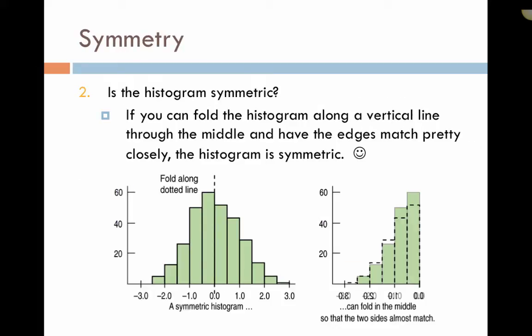Moving on to symmetry, a histogram can be symmetric if, when folded in half, it is the same on both sides. It does not have to be exactly the same. We're looking for it to be approximately symmetric, and that will work for us. So with this histogram here, you can see that if you fold it in half, there are some differences. Those differences are okay because we're only looking for it to be approximately symmetric.